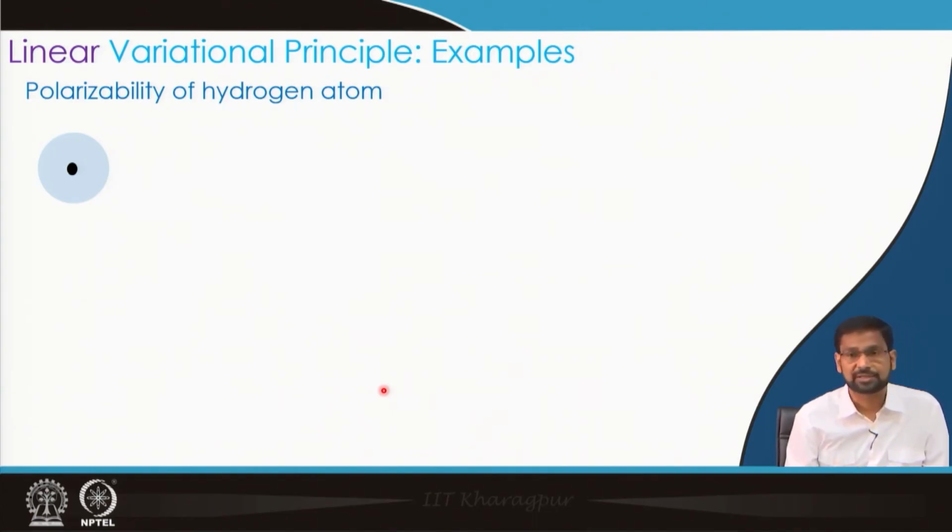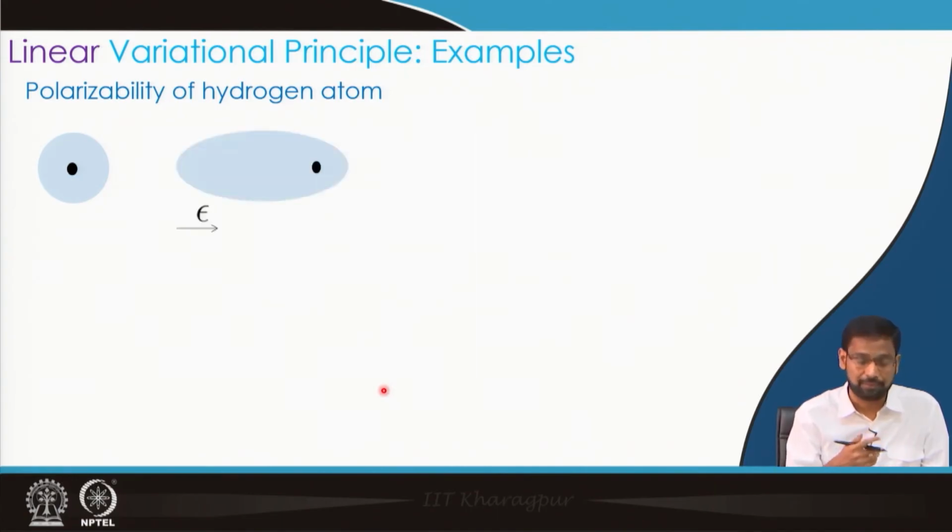Now, when I apply an electric field to this hydrogen atom, what would happen? The atom has a positively charged core and a negatively charged peripheral region. When I apply an electric field, the positively charged particle and the negatively charged particle respond differently to the applied electric field. The positively charged nucleus gets pulled along the direction of the electric field, whereas the electron, the negatively charged particle, gets pulled in the direction opposite to the applied electric field.